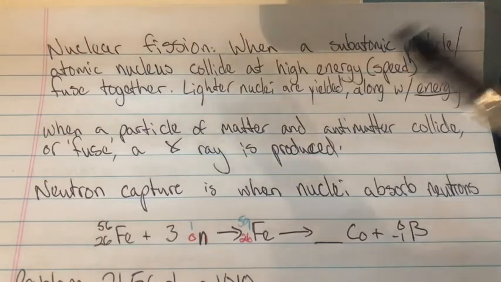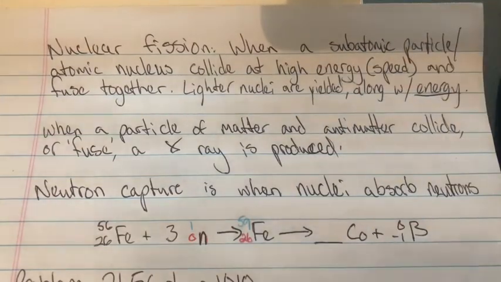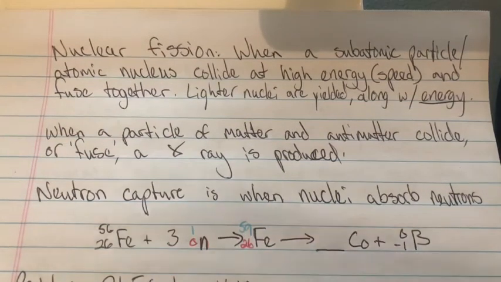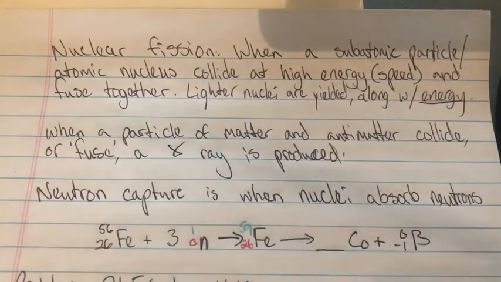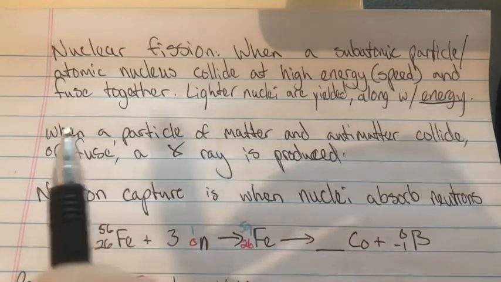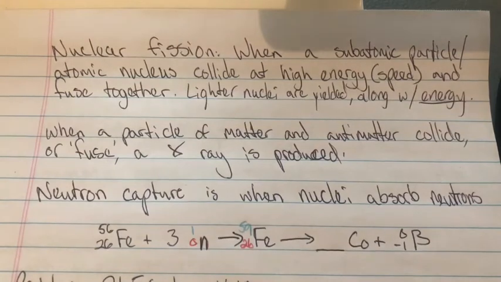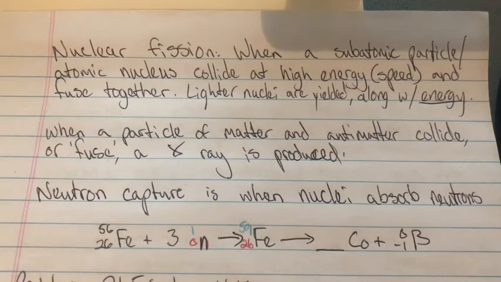Okay, nuclear fusion is when a subatomic particle or atomic nucleus collide at high energy and speed, and fuse together. So heavier nuclei are yielded along with energy. Again, that particular energy gets harnessed and used. Okay, so when a particle of matter and antimatter collide or fuse, a gamma ray is produced.